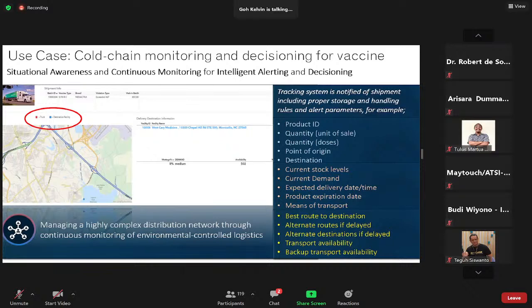The use case I'm going to discuss now is a very specific scenario. We're looking into cold chain monitoring and decisioning in terms of the transportation of vaccines. I think the world is definitely looking for solutions like this and beyond, given the huge challenge going around the world right now. So I think it's appropriate, and please bear with me if it sounds like something you've heard before.